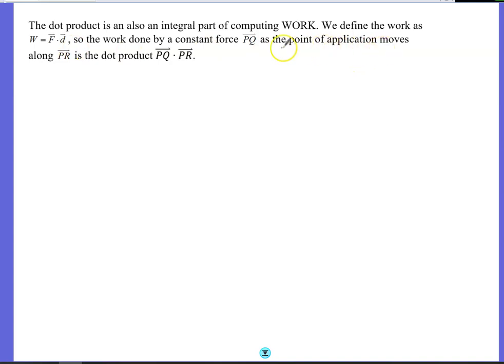Again, this one says the point moves along PR. So if I had PR, here's my little dot, and it's going to move along the line, and maybe I'm using a force PQ to pull it, and so I could talk about work. But we can see that in the book.